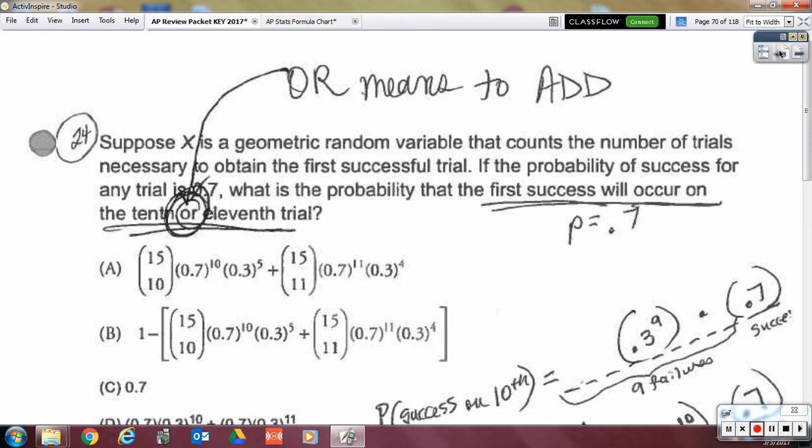All right, so let's quiz parts 4 and 5 on probability.